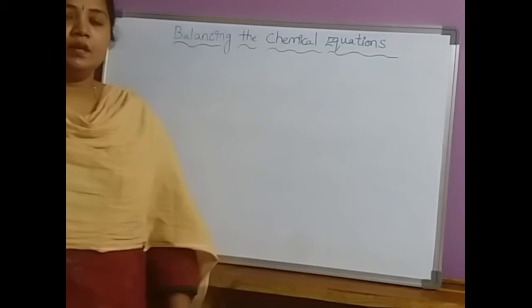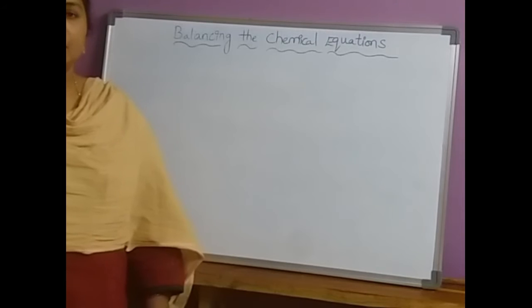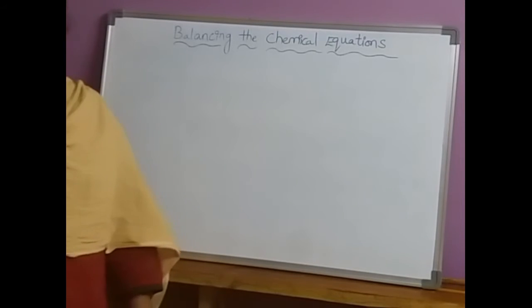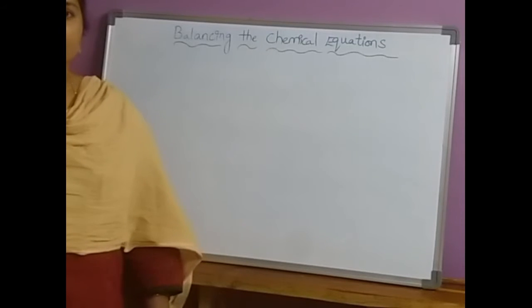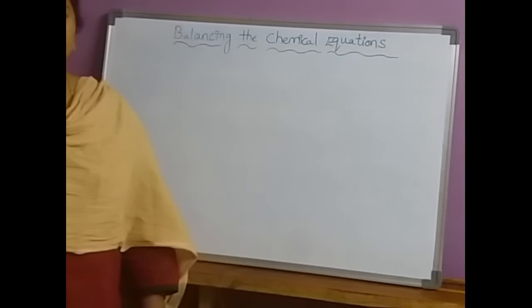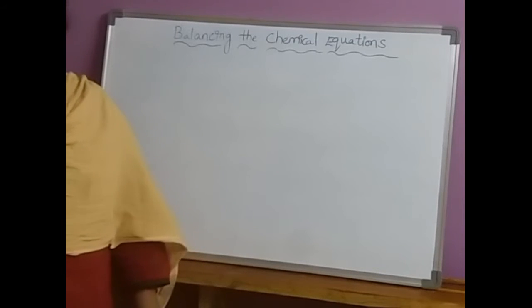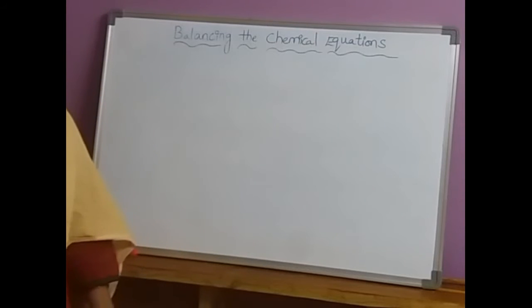In yesterday's class, we have learnt what is an unbalanced equation. An unbalanced equation contains the molecular formulas of the substances, reactants and products. This unbalanced chemical equation is also called a skeleton equation. Today we will learn how to balance the chemical equation. What are the steps involved in it?